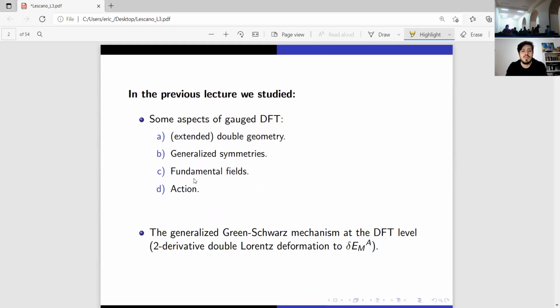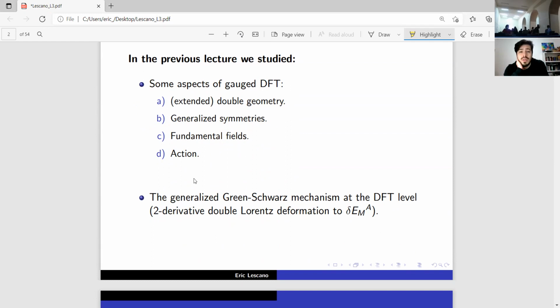So in my previous lecture, we studied some aspects of gauge double field theory. We tried to perform this four-step construction. We start by defining an extended double geometry. This was our first step to construct a geometry. Our extended double geometry was defined on a 2D plus n dimensional space. This is not exactly a manifold, it is just a 2D plus n dimensional space. It's an extension of double field theory. We managed to construct generalized notions of symmetries over this space.